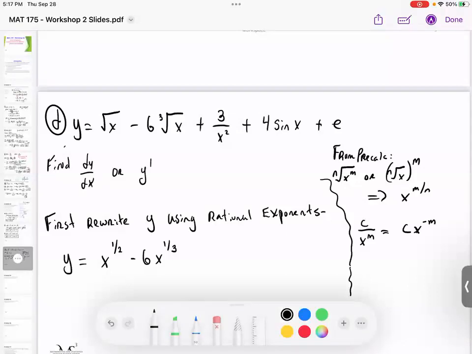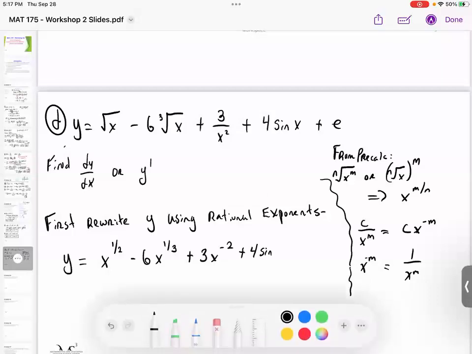The other rule that you probably learned was that if you have x to the negative m, you could rewrite it as 1 over x to the m, where the exponent becomes positive. So essentially, we're going backwards. We want that exponent to be negative, so that the variable x is in the numerator. So it's plus 3x to the power of -2 plus 4 sine of x plus e.